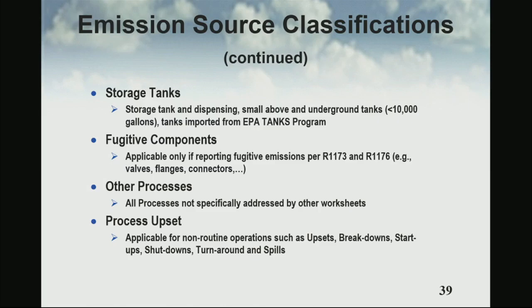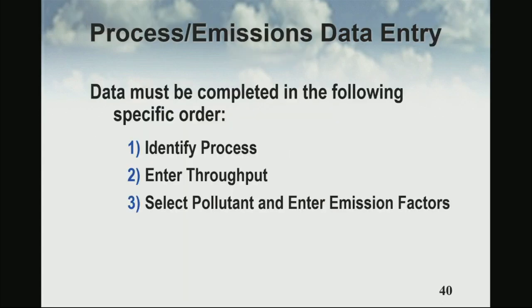Fugitive components, valves, flanges at facilities that are subject to Rule 1173 and 1176, which perform quarterly leak detections, need to report under fugitives. None of the above would be other process. And also any emissions associated with your non-routine activities. If you have a spill of a fuel at your site, if your processes, enter their throughput and select the pollutants and enter the emission factors.